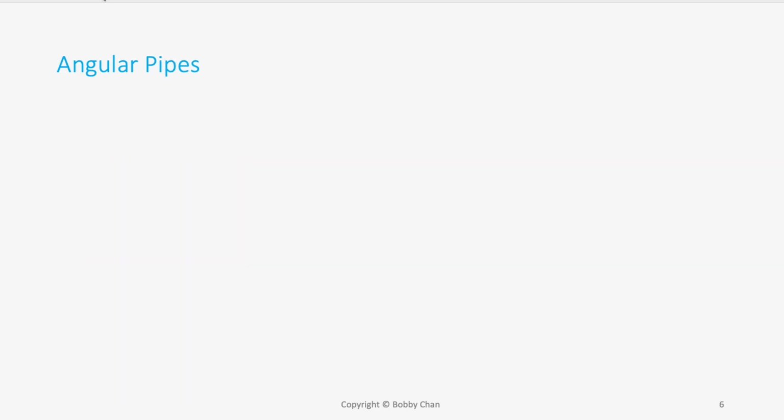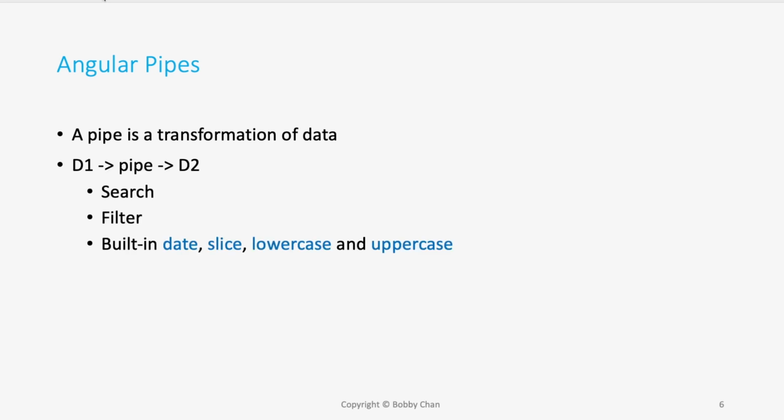Now, pipes are a transformation of data. So if we have some data that is represented, we can put that into a pipe, and this is going to transform the representation from one representation to another. So some examples of pipes are searching or some kind of filter, for example, changing a string from uppercase to lowercase.